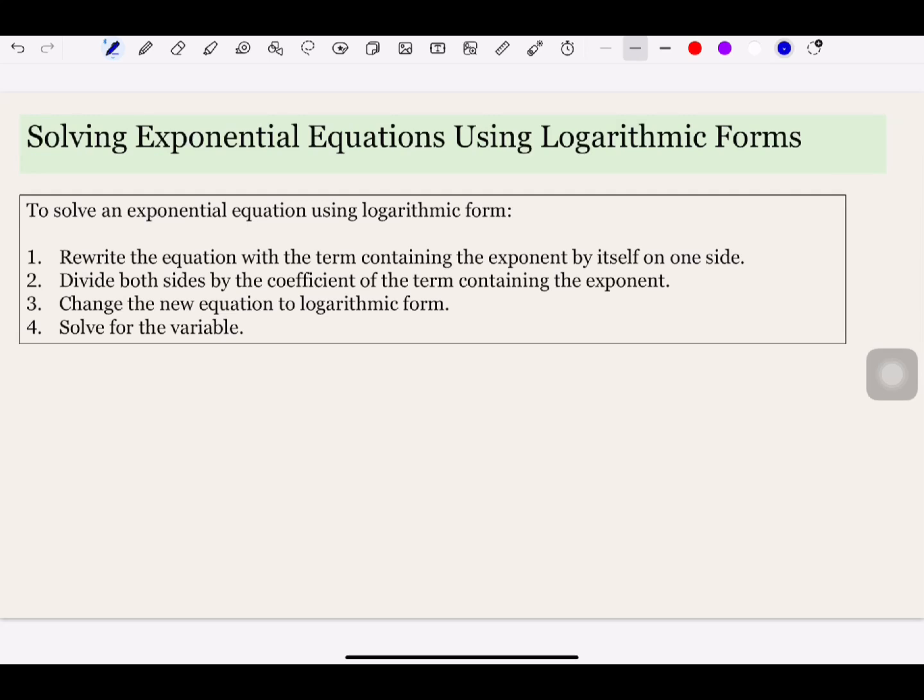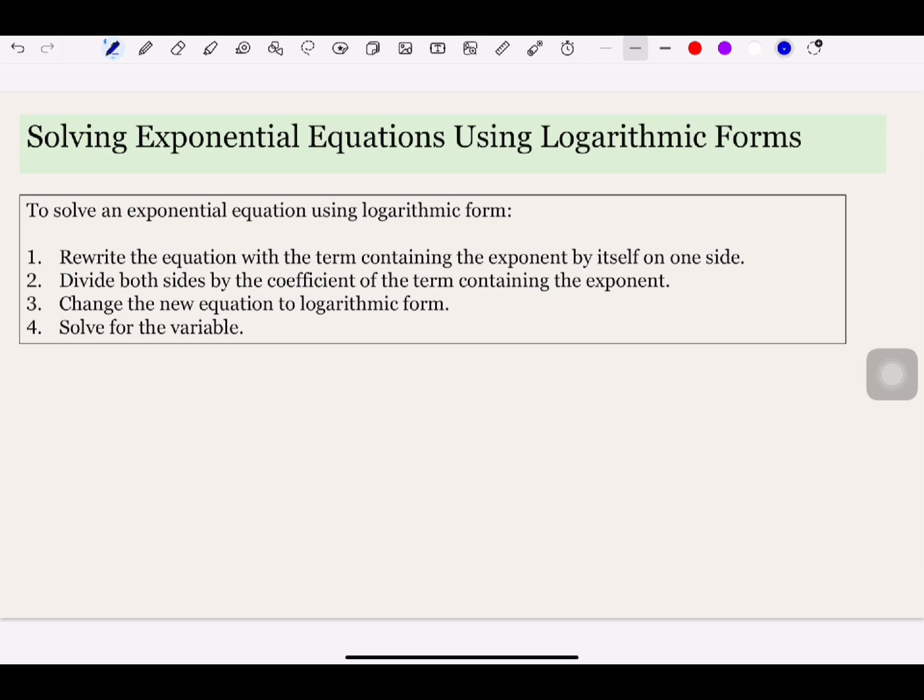Okay, so have you seen an equation where the variable is stuck in the exponent and wondered how to solve it? In this video, we'll explore how to handle these types of equations using logarithms. Logarithms are the key to unlocking exponential expressions and solving for unknowns.